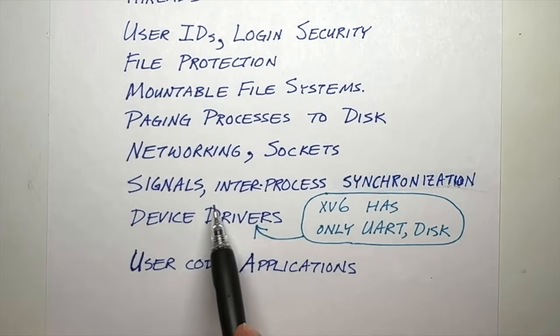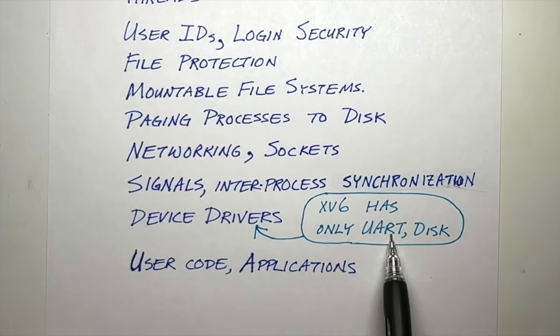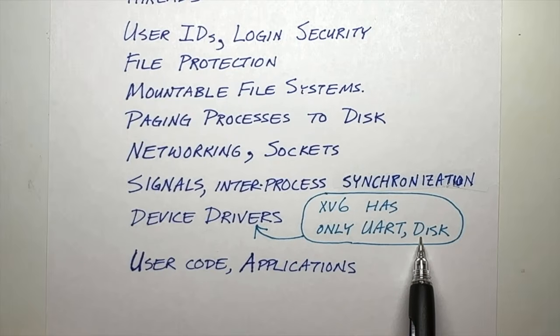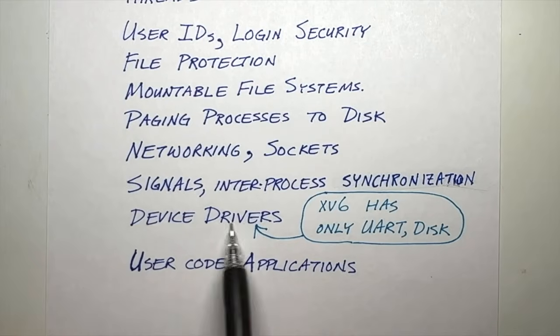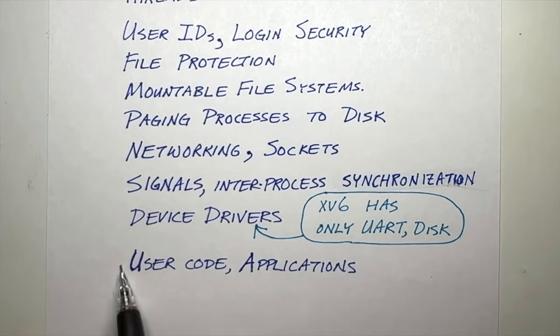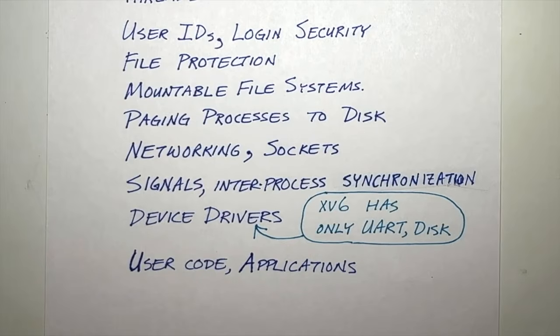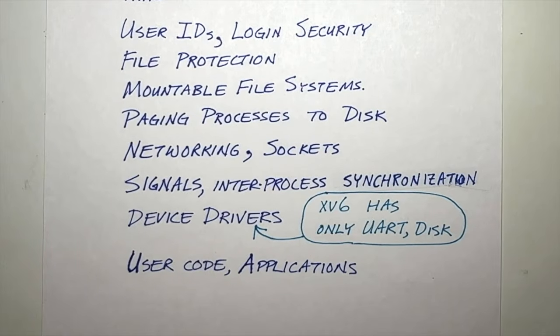xv6 supports device drivers, but it only has two very rudimentary device drivers. A production operating system is going to have many, many more device drivers to support all kinds of different hardware. And lastly, there's a very small amount of user code. I listed the 10 user-level programs that are distributed with xv6, but a real operating system would come with a whole lot more user-level code.